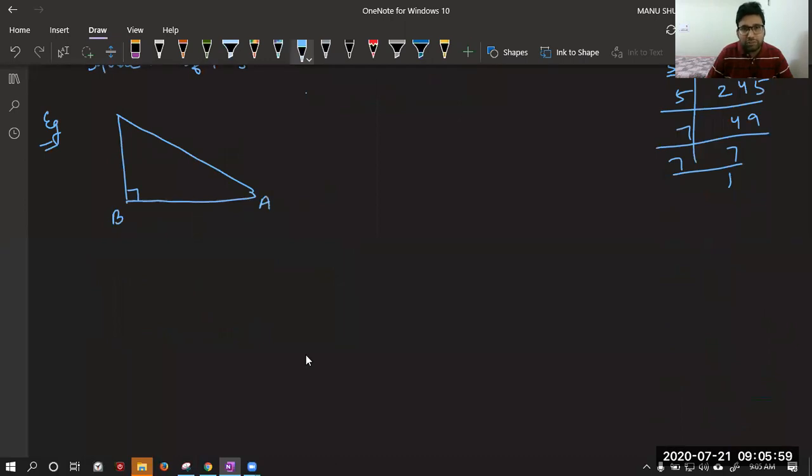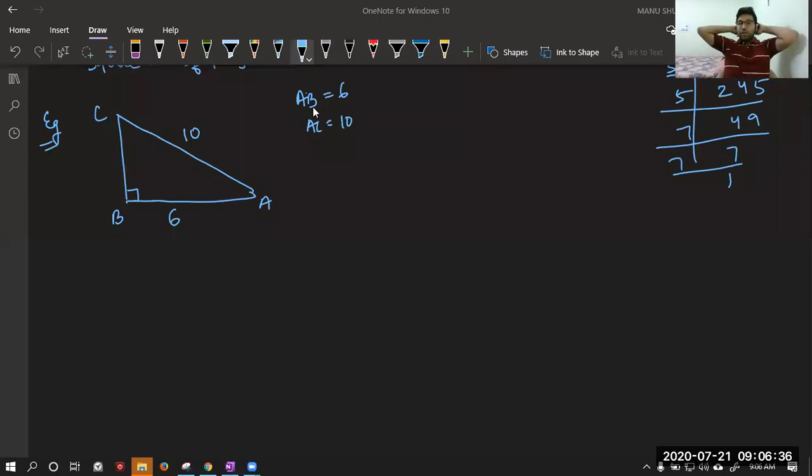We have done this in class 7, chapter number 6. Suppose this is 10, this is 6, and we have to find BC. We know the value of AB is 6. We know the value of AC is 10. Tell me the equation, but don't tell me the answer. Tell me the equation fast.